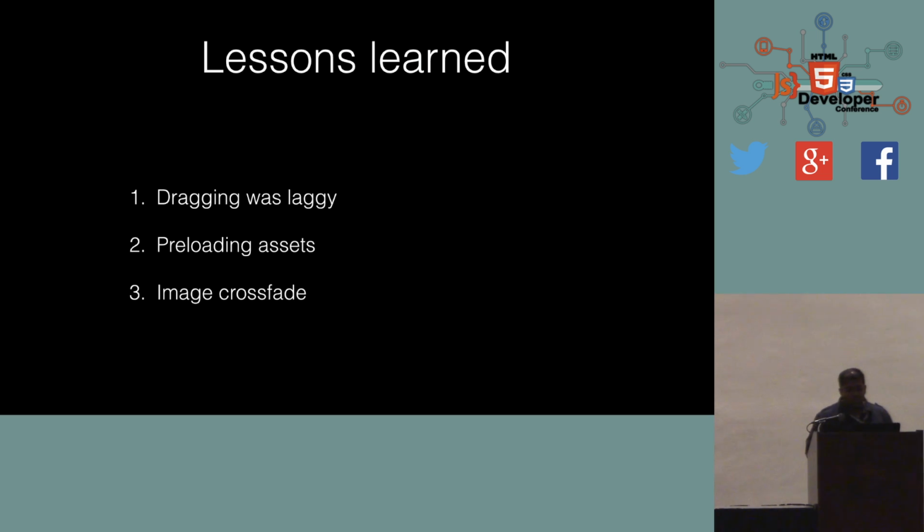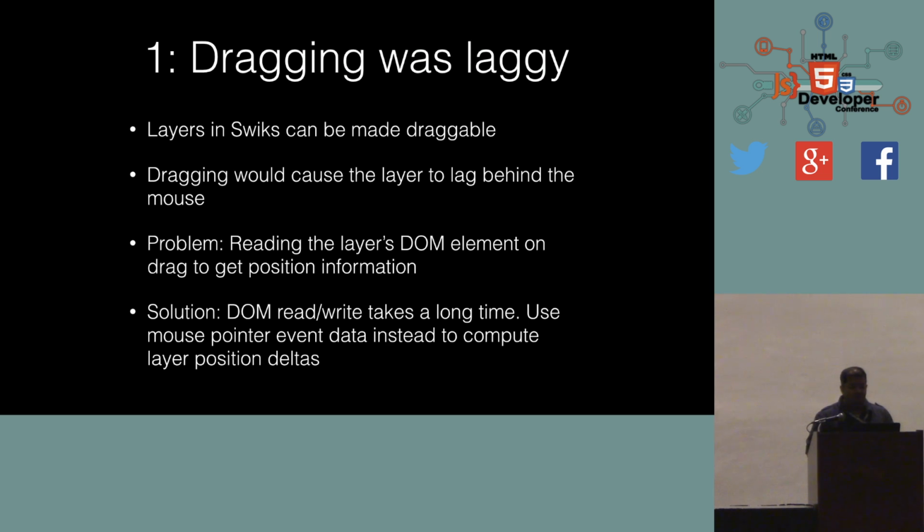And now I just want to go through a few lessons that I personally learned and we learned through this process. So first, we found that the layers have the ability to be draggable. So a user can make a layer draggable. But when we first implemented it, we found that it was very laggy. So when you would drag a layer, the mouse would move to a new position, but the layer would be far behind it. So eventually we isolated the problem.